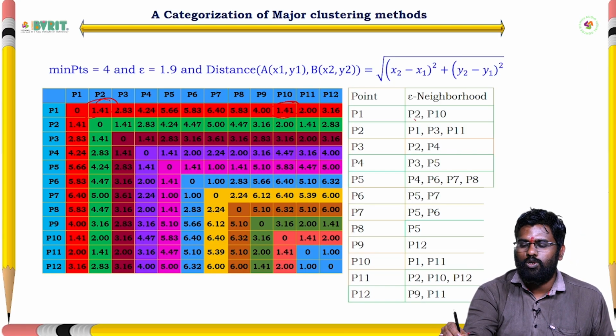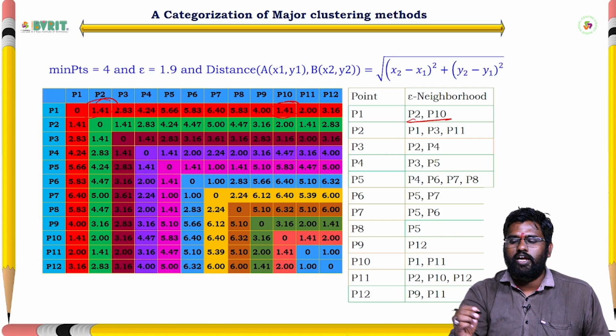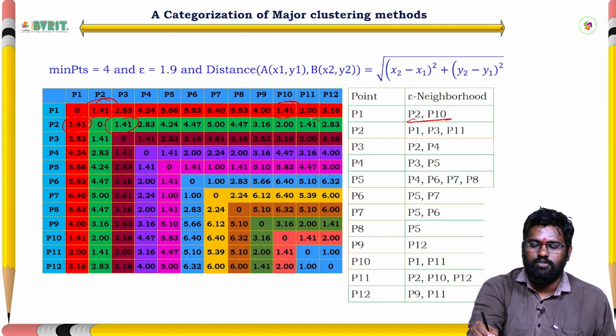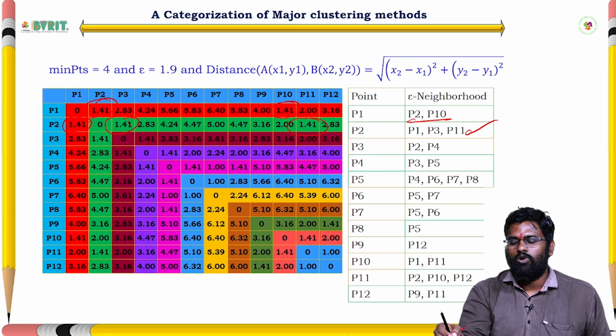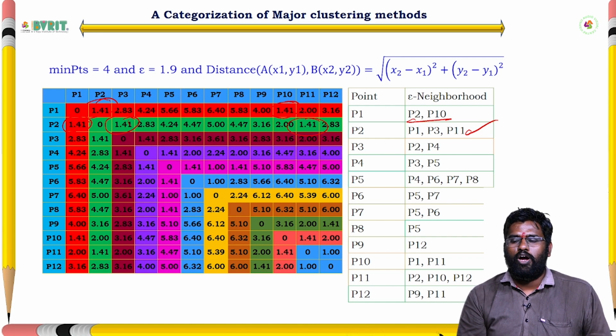So that's why I have written P2 and P10. Why? Because in that particular row, the points that satisfy the minimum are written as neighborhood points. Next, P2 contains the minimum values P1, P3, and P11. Like that, we have written all the points in this. Next, we need to find out what the noise points are.